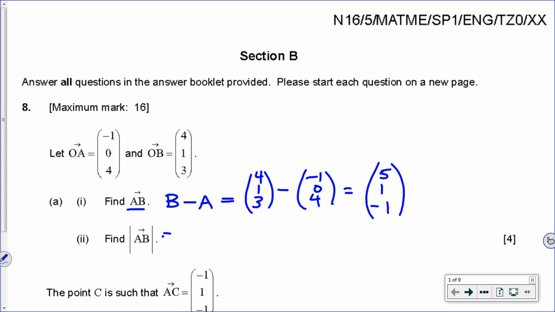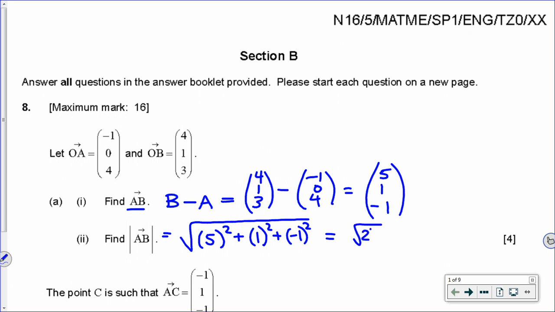Then find the magnitude. This is the big square root formula where you're squaring each component of your vector. It's like the distance formula. Make sure that each of these comes out positive when you square them. So I like to put them in parentheses when I write it down. This ends up being the square root of 27. We just leave it like that. So basic vector knowledge there.